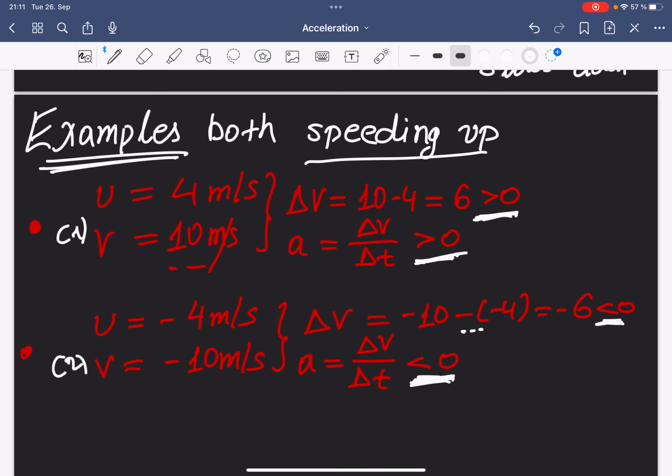Why? Because the velocities are negative. So same sign in the velocities as with the acceleration, and the object is speeding up. And that's a clear example.